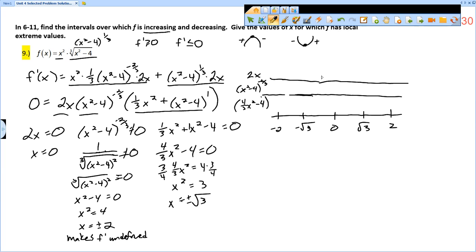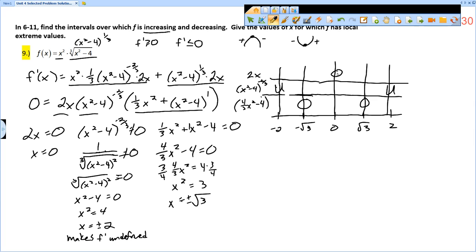So we want to fill out. All right, so now on the top row, I'm going to put a 0 above 0. On the middle row, I'm going to put a u above -2 and +2, because remember that the derivative was undefined at those locations. And then here I'm going to put a 0 above -√3 and +√3. All right, so here I have my intervals of interest.